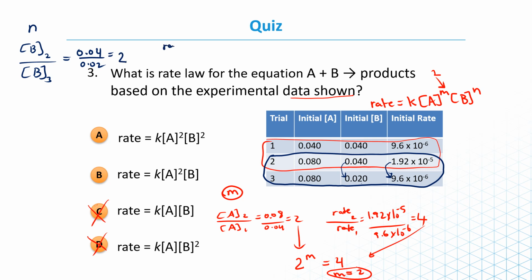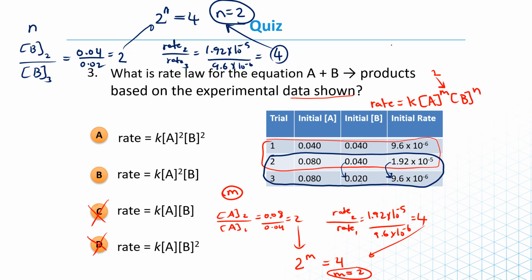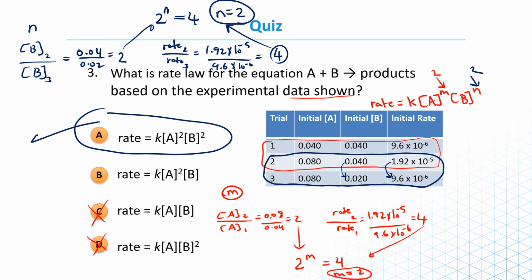Which is 2, and the rate of 2 over rate of 3 equals 1.92 times 10 to the power minus 5 over 9.6 times 10 to the power minus 6, which is equal to 4. So take this here, 2 to the power of n equals 4, so n equals 2. So the n here equals 2. So what is the correct answer? It is A, guys. Okay? نفس ما قلت لكم لما نسوي حركة التقسيم هاي مش لازم انه التجربة الثالثة تقسيم الثانية أو الثالثة تقسيم الأولى، لا خليها دائما القيمة الأكبر تقسيم القيمة الأصغر. الحين القيمة الأكبر موجودة في التجربة الثانية، فالتجربة الثانية تقسيم الثالثة، اوكي.